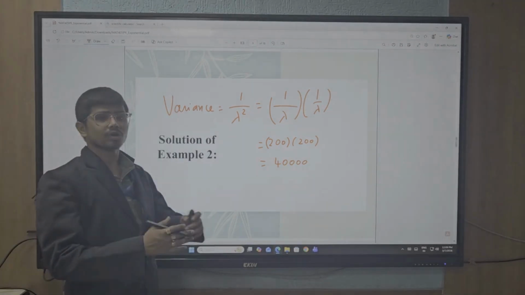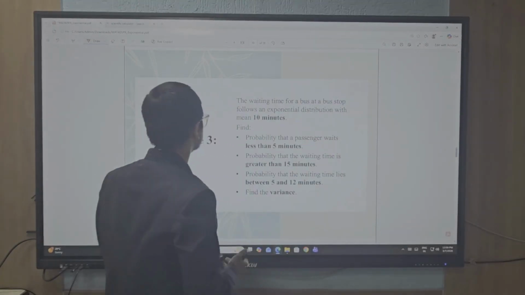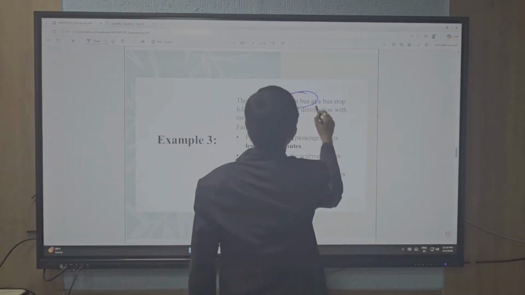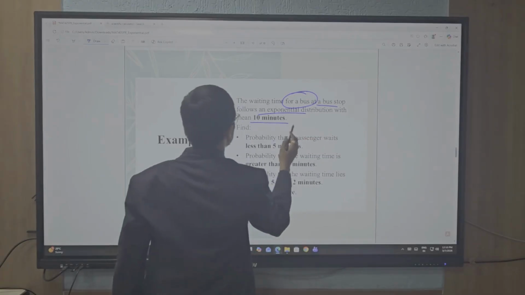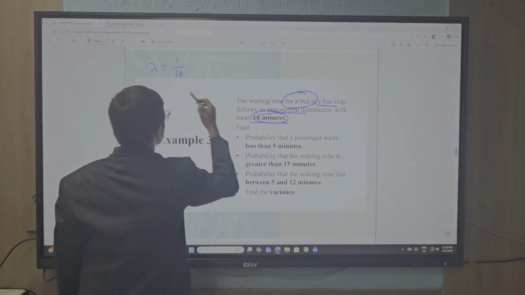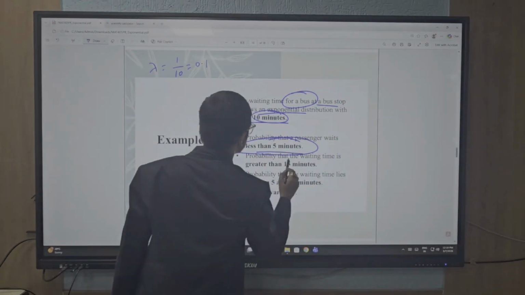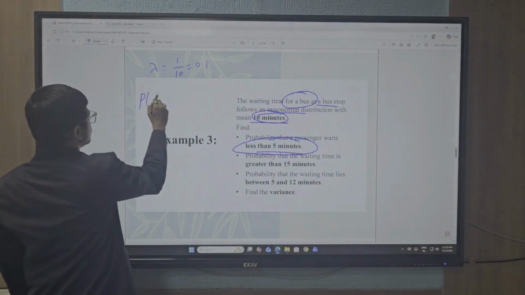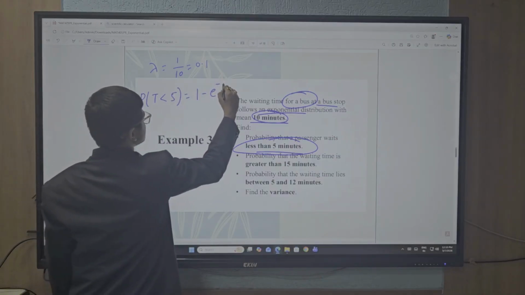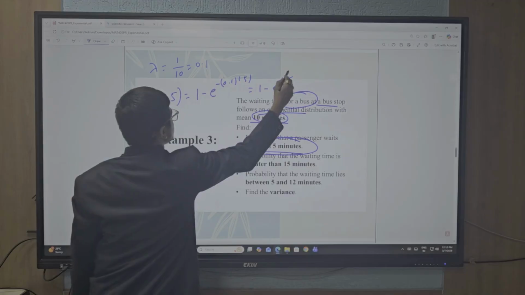Now let's move to example number 3. The waiting time for a bus at a bus stop follows an exponential distribution with mean equal to 10 minutes, which means lambda equal to 0.1. So the probability that a passenger waits less than 5 minutes means we have to calculate t less than 5, which is 1 minus e raised to minus lambda t, that is 1 minus e raised to minus 0.5.